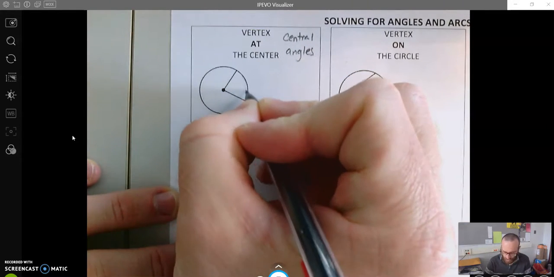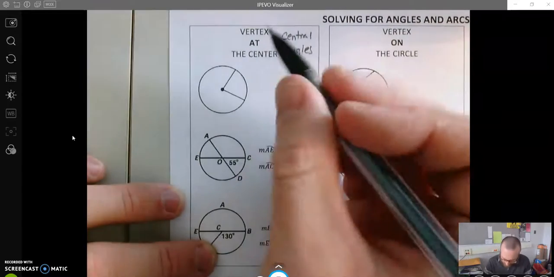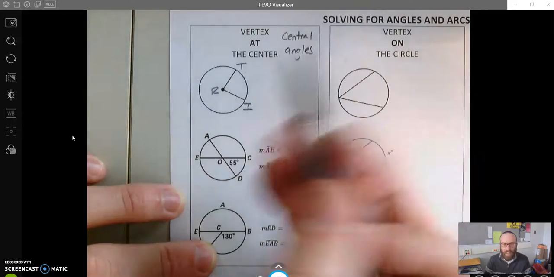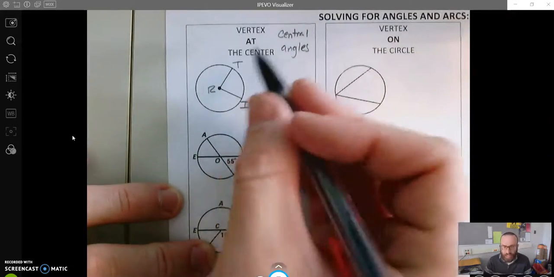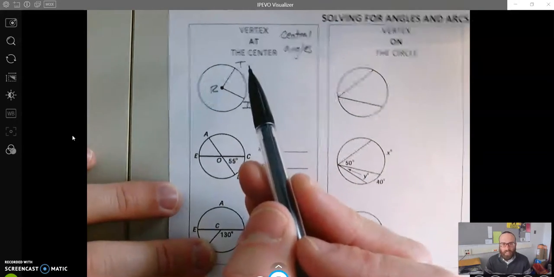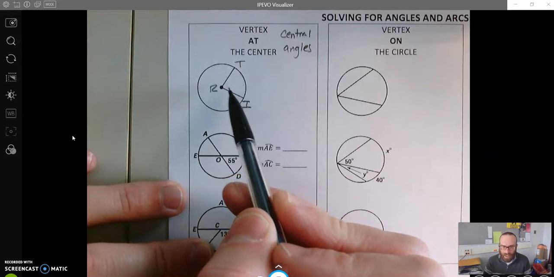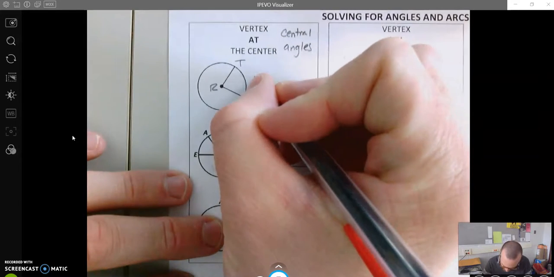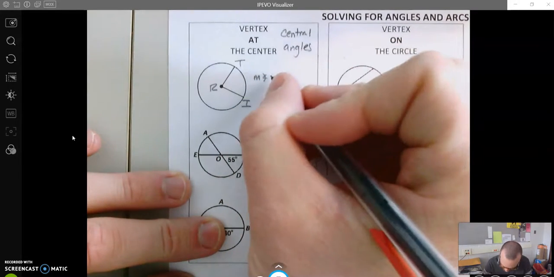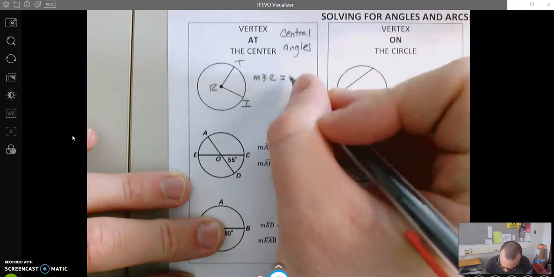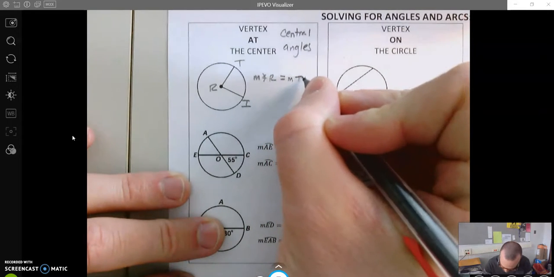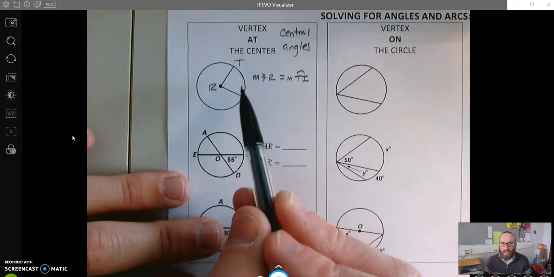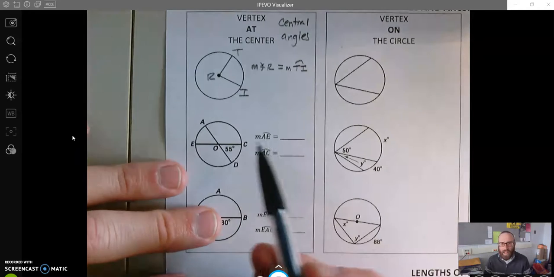I'm going to use T, R, I as my letters here. What we're really going to say for this situation is that this angle and this arc match up and that they are the same. So we're going to say that the measure of angle R is equal to the measure of arc TI. Whatever this angle is, this arc also is. And we'll follow that up with a couple examples.